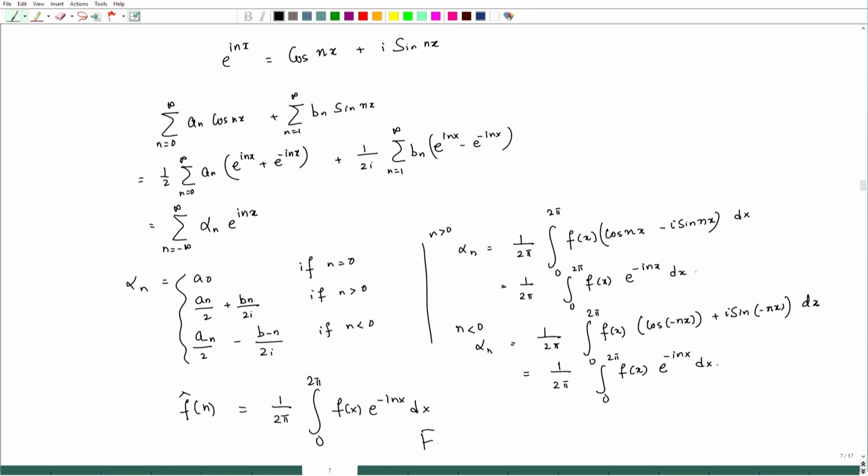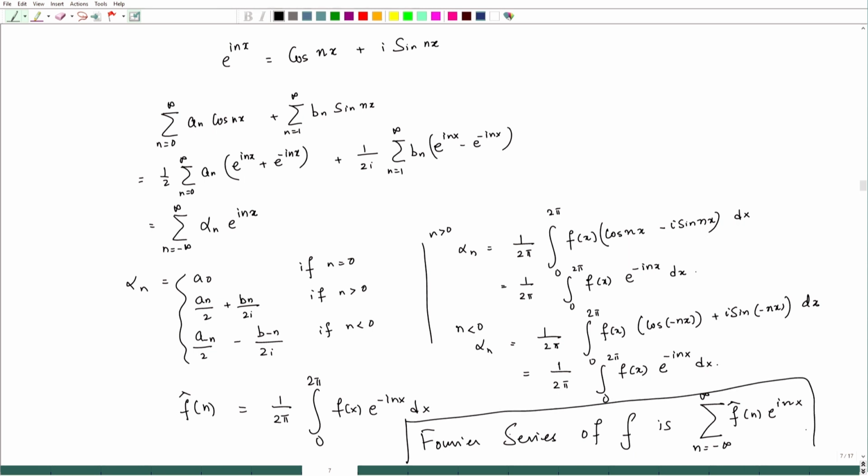Therefore, the Fourier series of f can be written as sum n equal to minus infinity to infinity f hat of n e to the power i n x. So, that is where alpha n, I have replaced by f hat of n. This is the form of the Fourier series we will be discussing throughout this course.